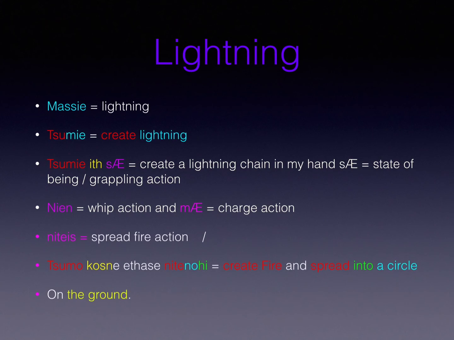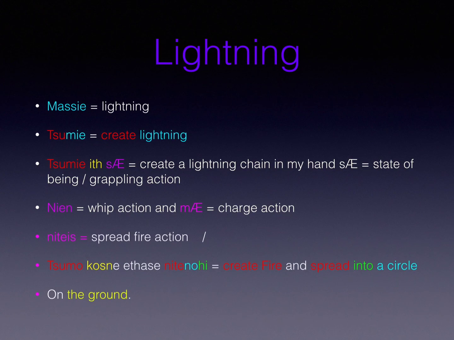And next we have one more grammar thing, is tsumo kosne ethase nite nohi. Then that means tsumo, create fire. Kosne is, kos is the ground, and then the n is just special, and then kosne is on the ground. And ethase, we learned that in the last video, that is and, in case you want to have two actions in one sentence. And then you have nite nohi, which is spread into a circle.